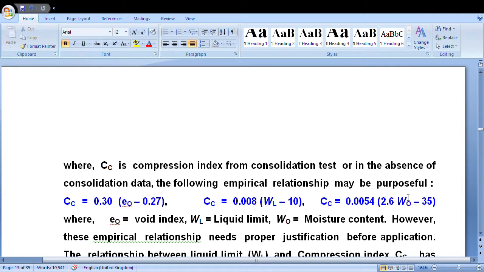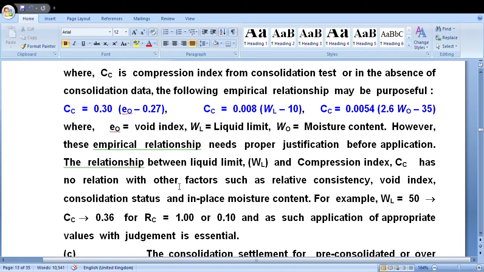So one should be serious in the selection of these empirical processes of determination of Cc. But in my opinion, this empirical equation gives almost similar values to the consolidation test results.